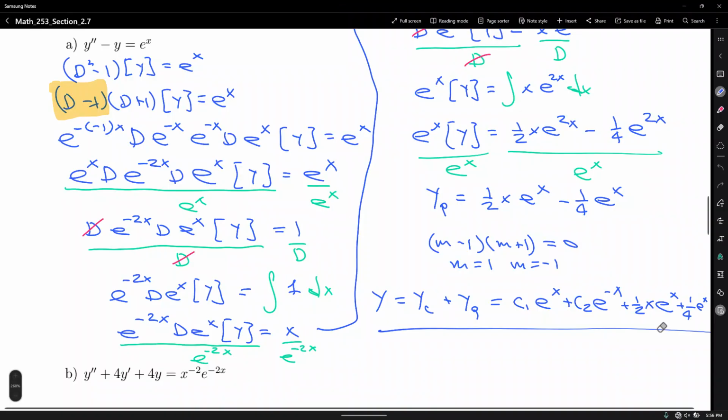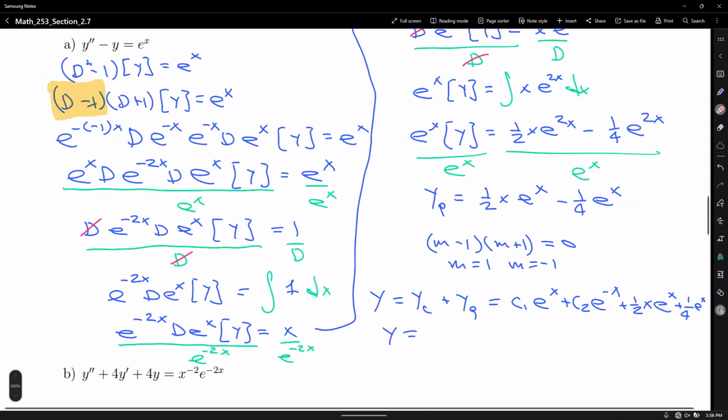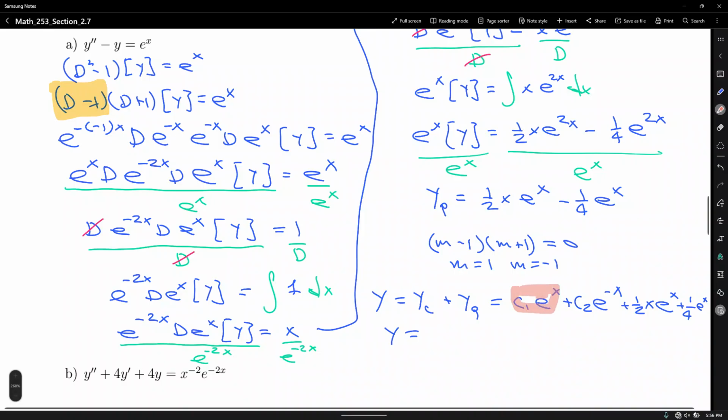Before we finish this one, this is y equals, because this guy is right here, C1 e to the x actually absorbs these two, because they are essentially duplicates. So this is C1 e to the x plus C2 e to the negative x plus 1 half x e to the x. Final answer. That was our official final answer.